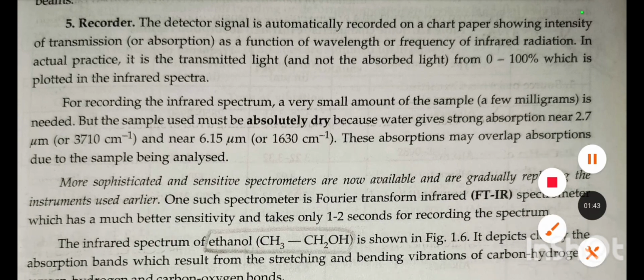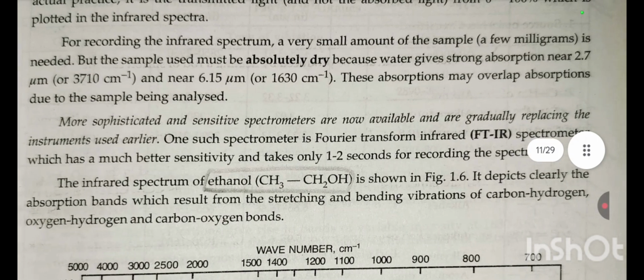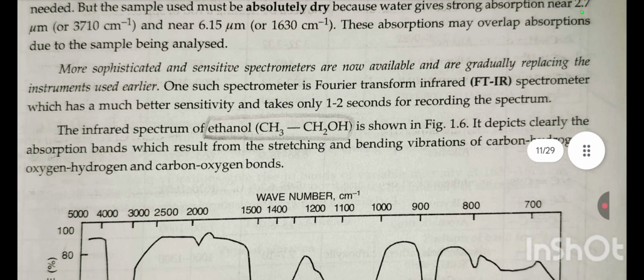Fifth, the recorder. The detector signal is automatically recorded on chart paper, showing intensity of transmission as a function of wavelength and frequency of infrared radiation. In actual practice, it is transmitted light from 0 to 100% which is plotted in infrared spectra. For recording the infrared spectrum, a very small amount of sample is needed, but the sample used must be absolutely dry, because water gives strong absorption near 2.7 micrometer. More sophisticated and sensitive spectrometers are now available and gradually replacing the instruments used earlier.